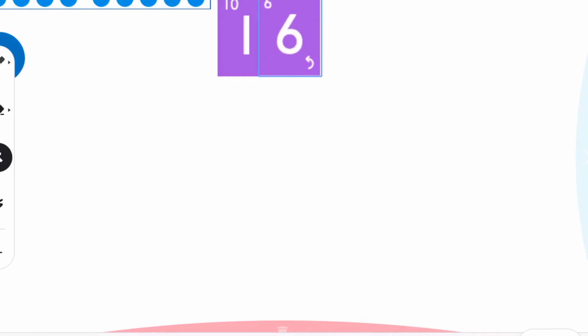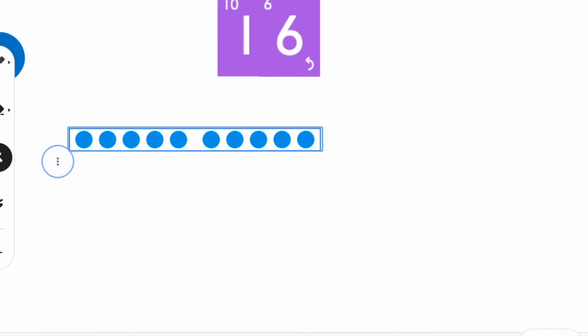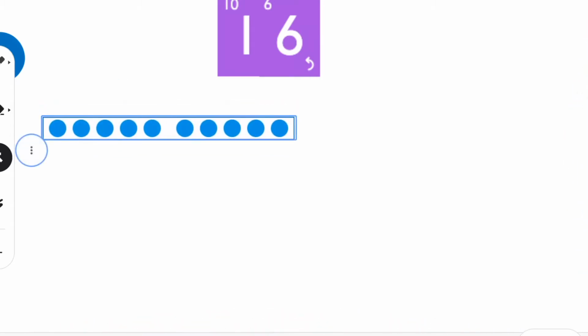Just one ten behind it. There are no more tens than that. So I'm going to take my 10 frame. 10 frames can be shown in a couple different ways. They can be straight up and down like we saw before, or they can be straight across, just like this one. So here we have our 10 frame right across.